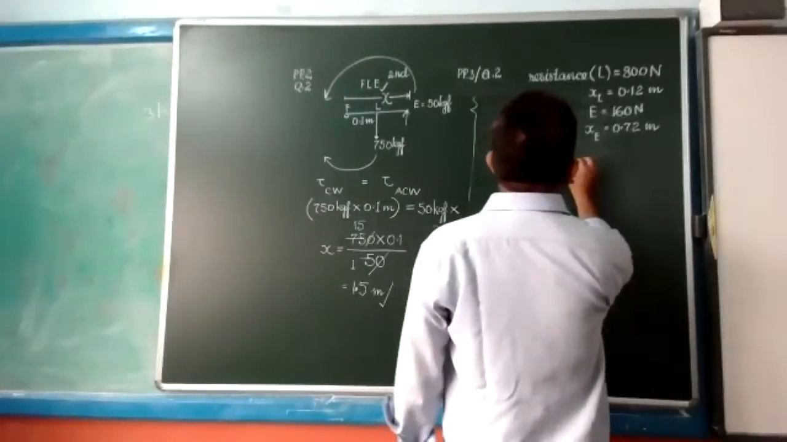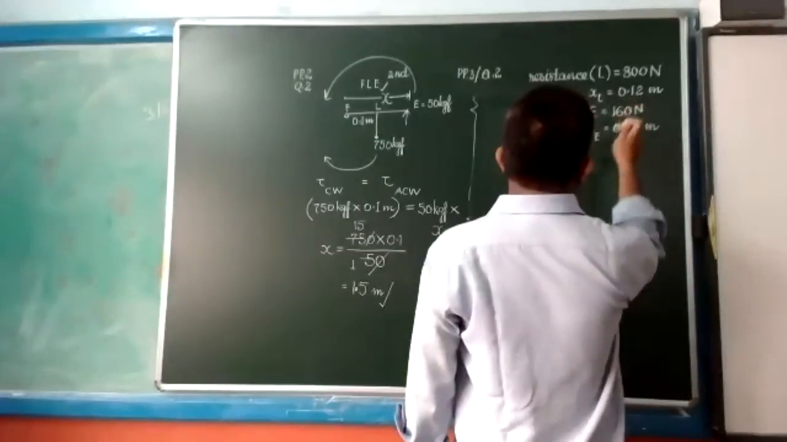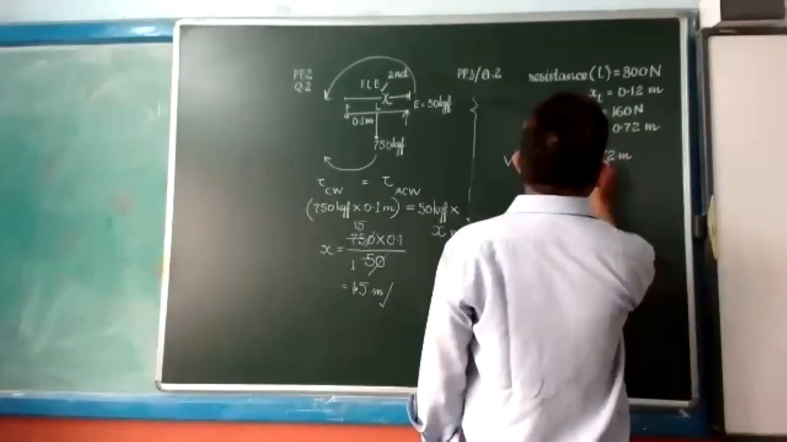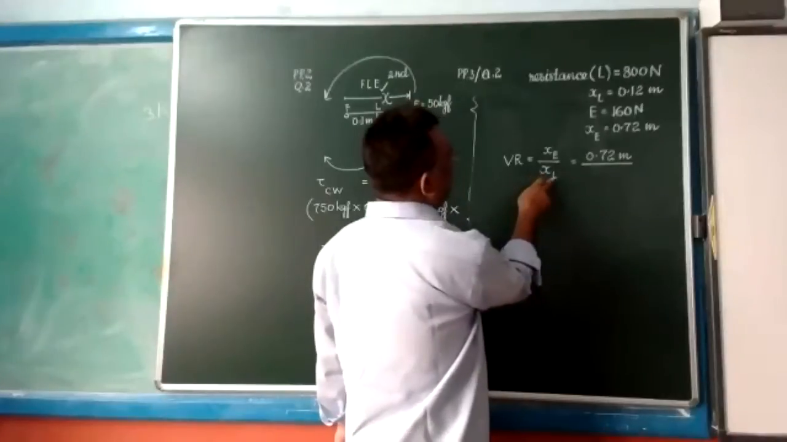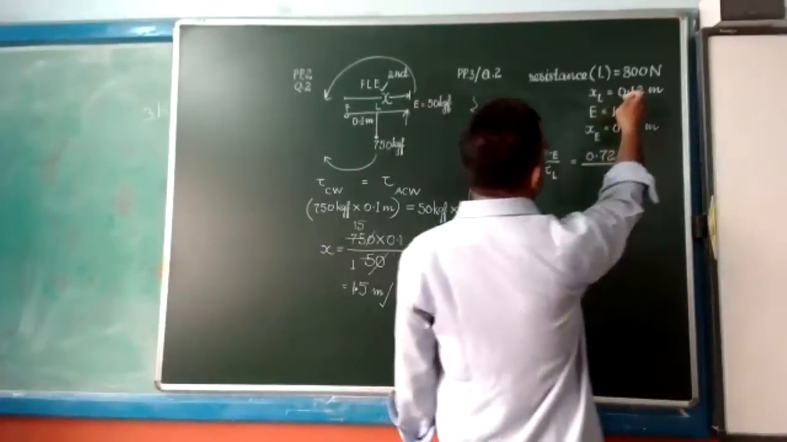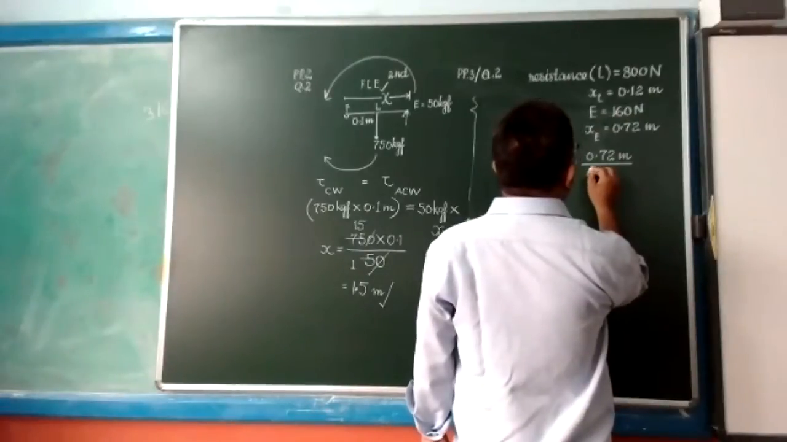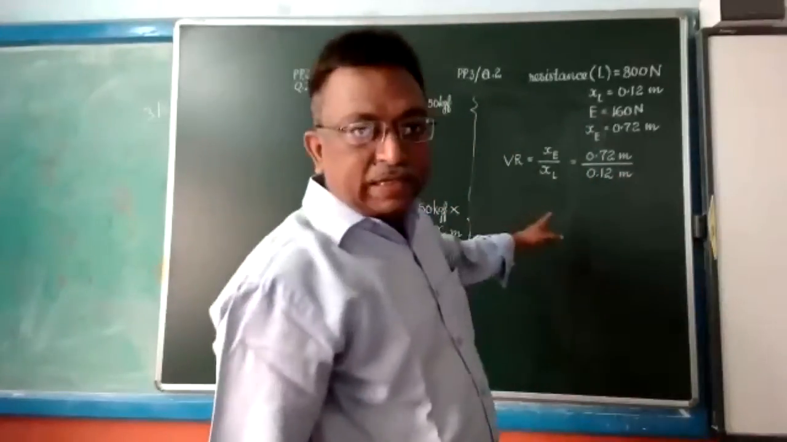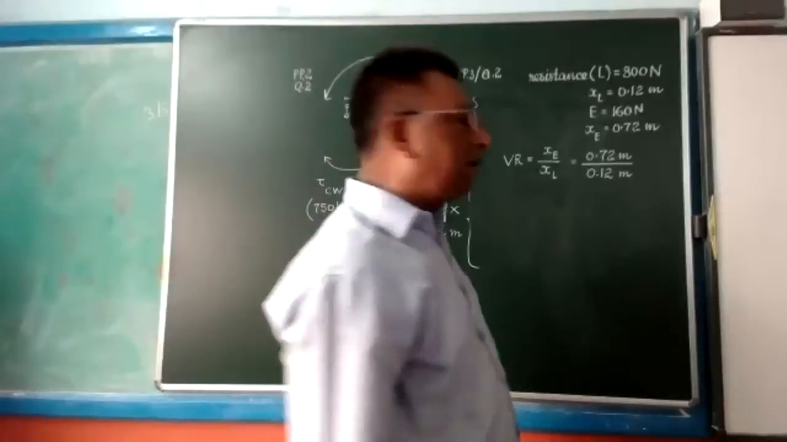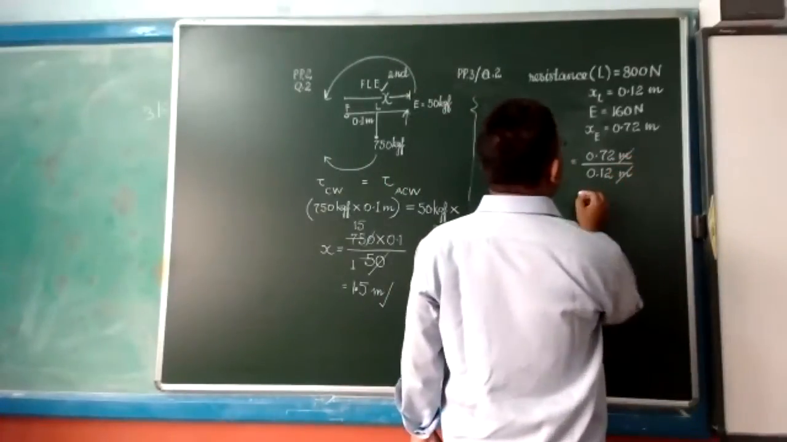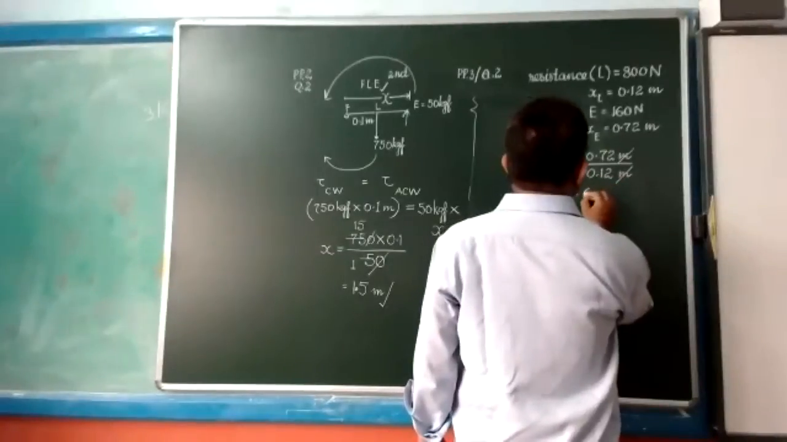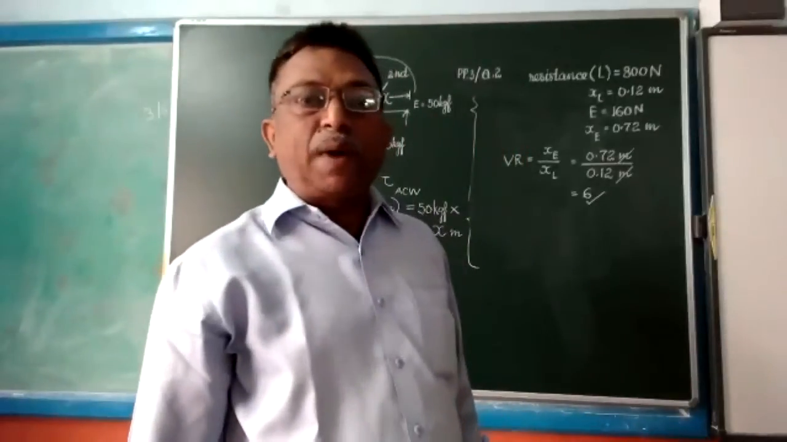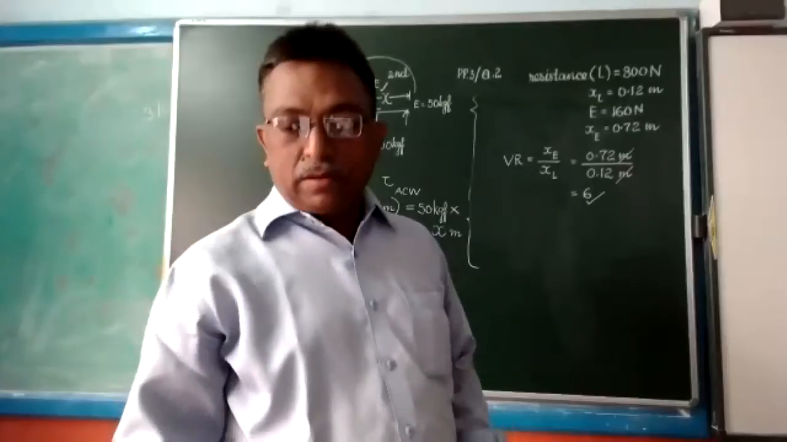So you can write the value. Effort distance is how much? 0.72 meter is 72 centimeter. And load gets moved through a distance of 12 centimeter or 0.12 meter. Okay? Both the distances must be in the same unit. Clear? So identical units are cancelled. So it is 6, and velocity ratio is always unitless. Okay, so this part is totally based on formula. It is okay?